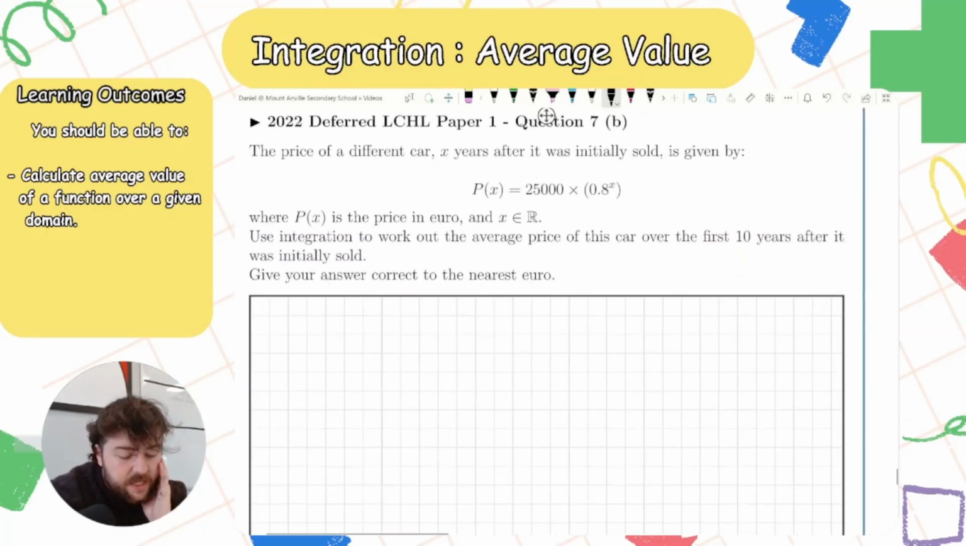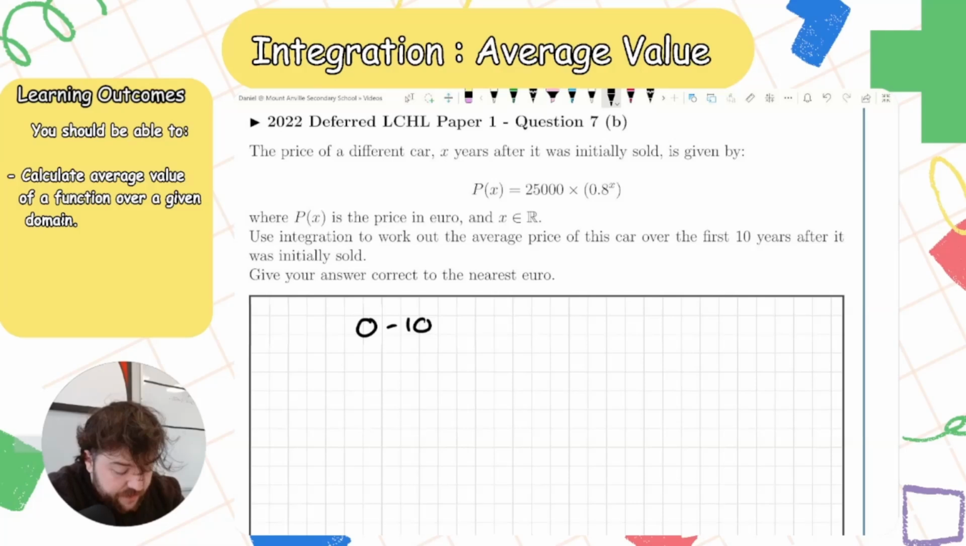Right, let's try this one. 2022 deferred. The price of a different car X years after it was initially sold is given by 25,000 times 0.8 to the power of X, where P of X is the price in euros. Use integration to work out the average price of this car over the first 10 years. So first 10 years, so it'd be 0 to 10. That's my interval. So a is 0, b is 10.